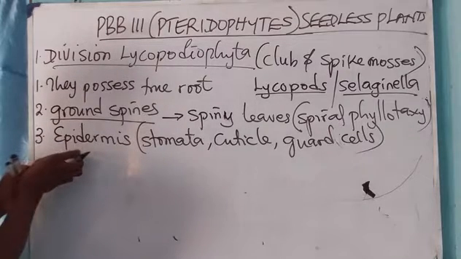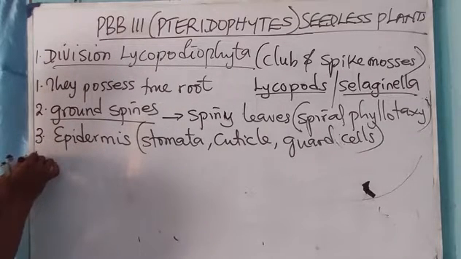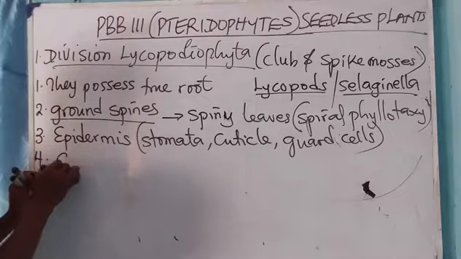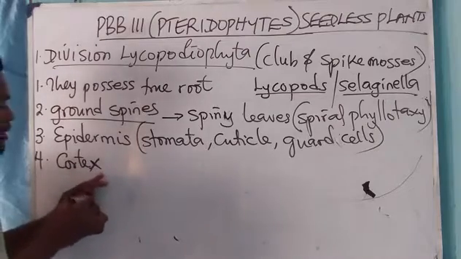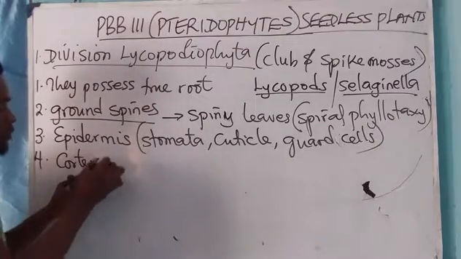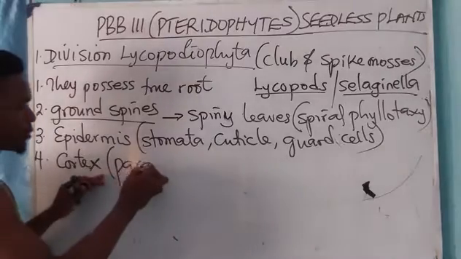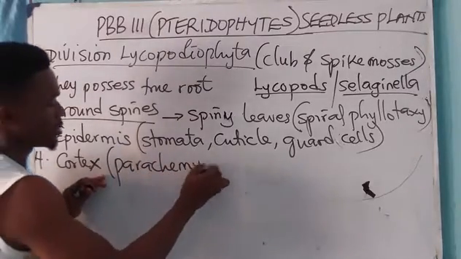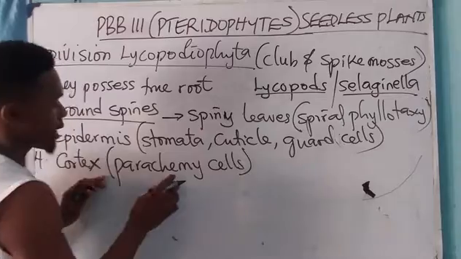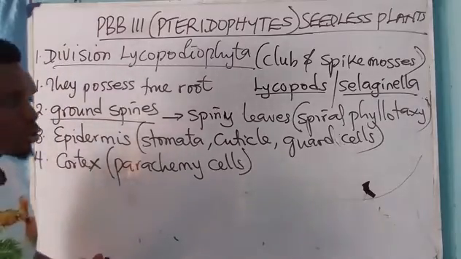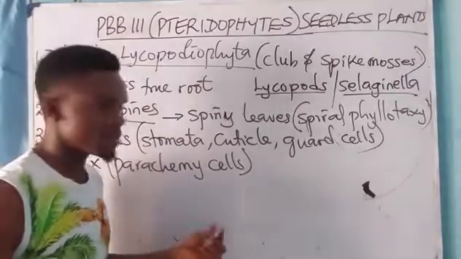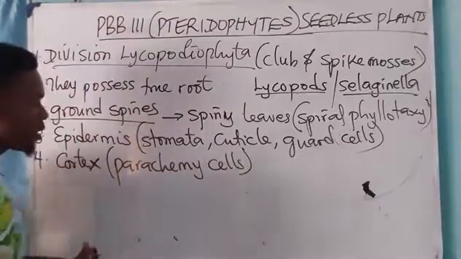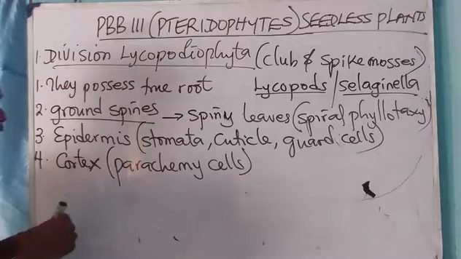Now, beside the epidermis is what? The cortex. The cortex has a lot of what? Parenchyma cells, like I said before. These parenchyma cells have a lot of chloroplast that enhance photosynthesis.